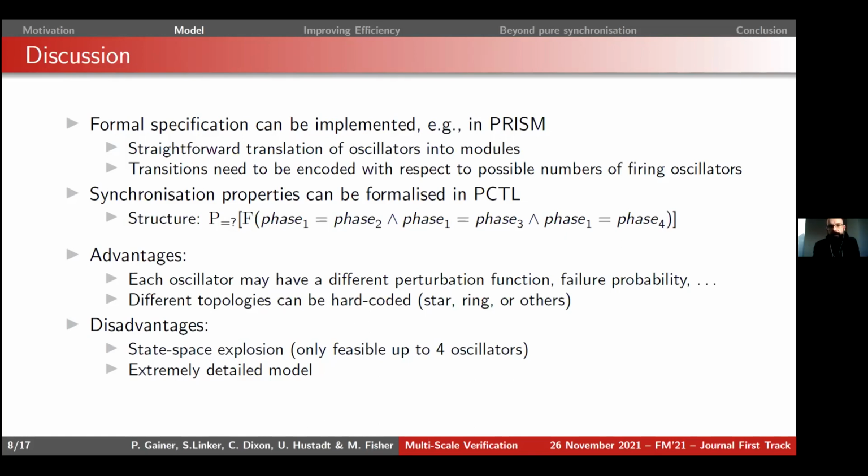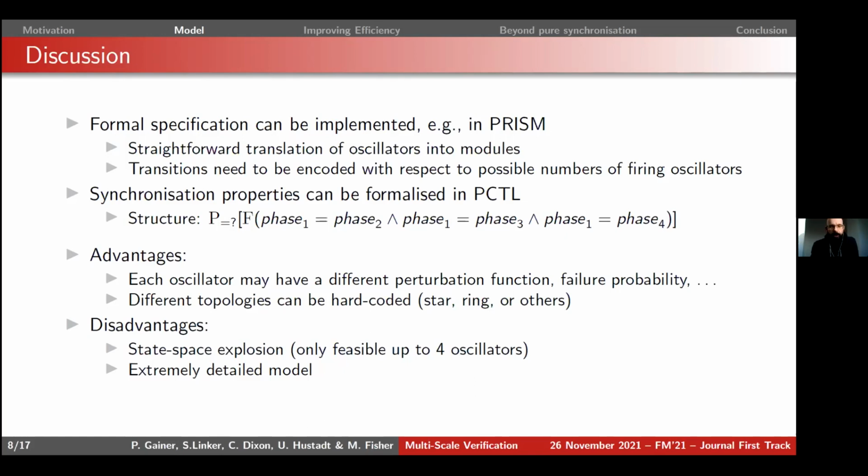For example, here you have whether the network of 4 oscillators is synchronized, or rather, what is the probability of finally synchronizing in this model. So there are some advantages, and one of them is that you may have different perturbation functions per oscillator. So each oscillator may have its own perturbation function, which is typically not considered, but still a possibility. You could also imagine that each oscillator may have a different probability to fail. So you can vary all these parameters within the network.